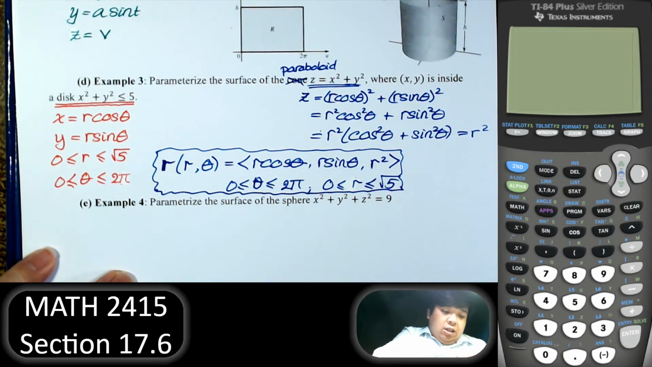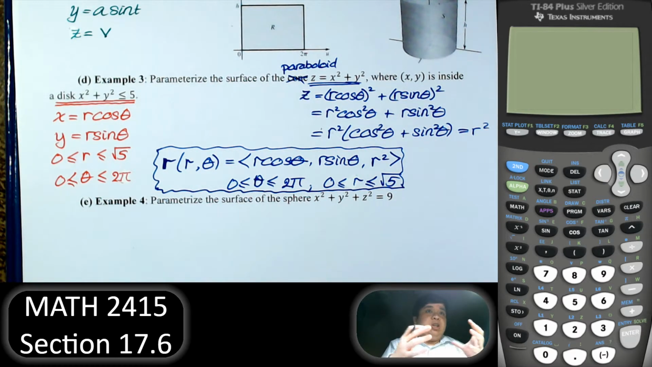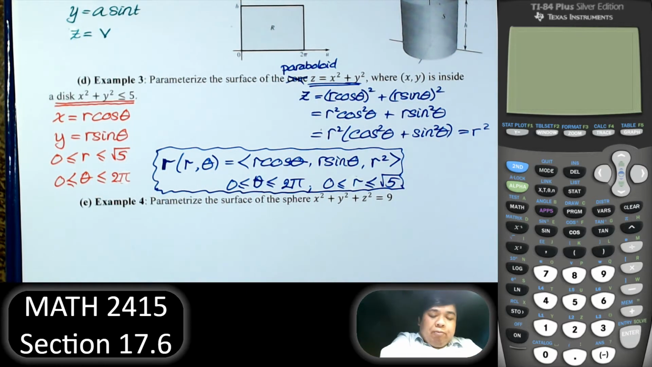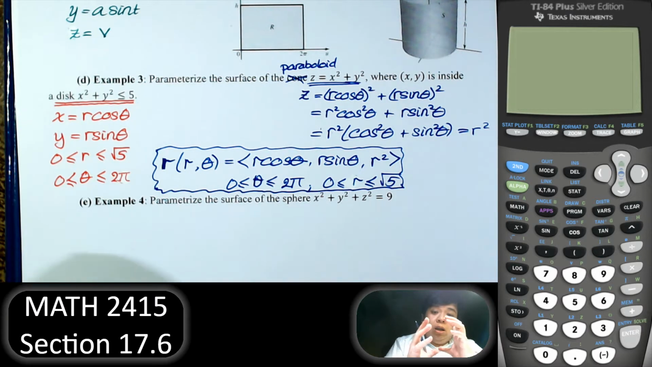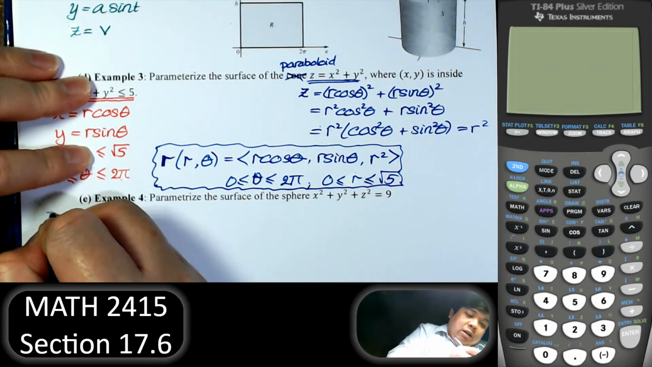Now parameterize the surface of the sphere x squared plus y squared plus z squared. Usually, if it is a sphere, it would be nice if we use spherical coordinates. The problem here is that we talk about the surface of the sphere, the boundary of the sphere. We're not talking about the interior. That would be a ball, right? A ball is the interior and the boundary. But this time we're only talking about the boundary of the sphere. So we only need two parameters, right?